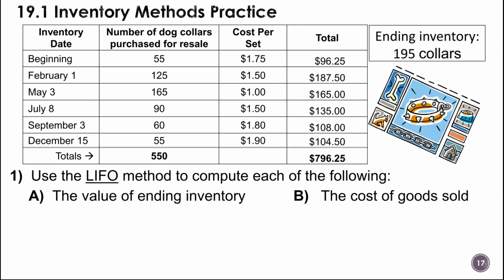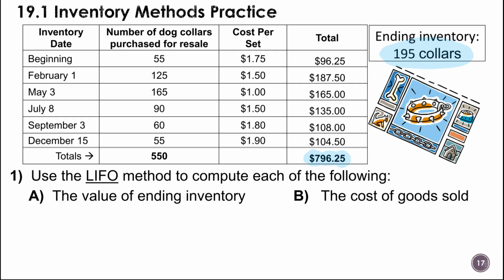Okay, here's another example. The chart's all filled out this time, so that's nice. These are dog collars this time, and so our ending inventory is $195. Notice this number right up here, ending inventory, that's important. We also have a total, right? That's how much we sold altogether, and we're going to need that for cost of goods sold. For this method, we don't really have to do anything with the total on the number of dog collars. That 550, we don't have to do that.